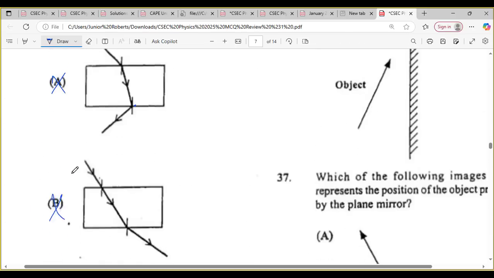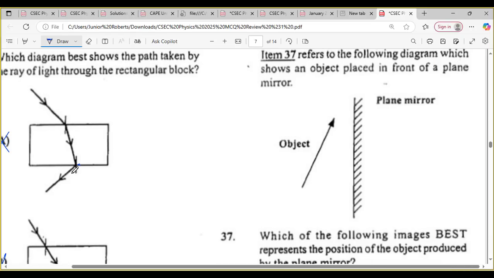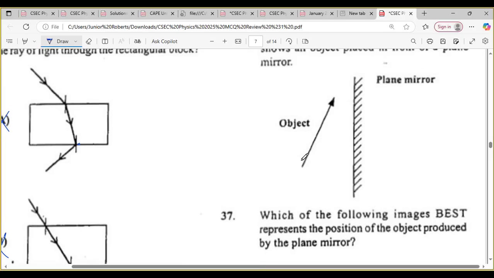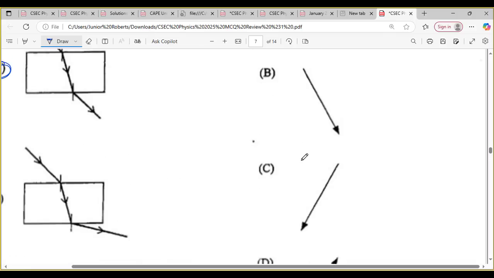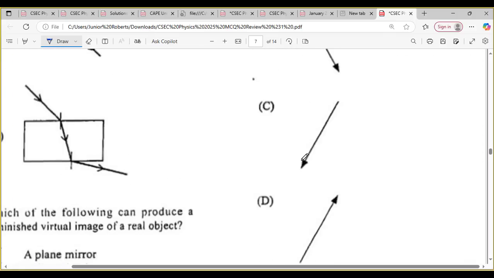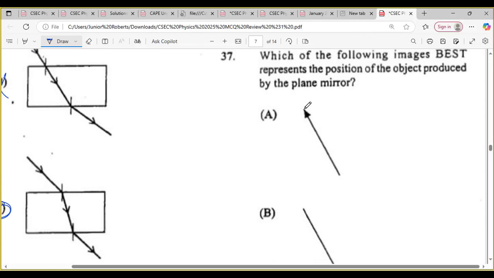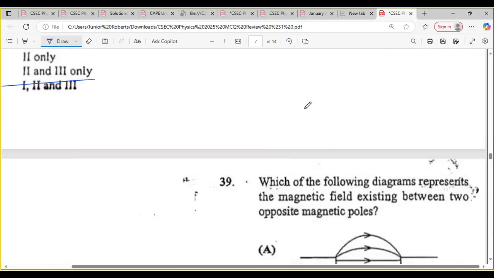So 36 was that. Item 37 refers to the following diagram which shows an object placed in front of a plane mirror. Which of the following images best represents the position of the object produced? The image in a plane mirror is laterally inverted, right? So left becomes right, and it is going to be upright. So our best option would have to be upright. So let's say it's going to be either D or A, but since A shows lateral inversion, we're going to settle with A. So 37 is A.